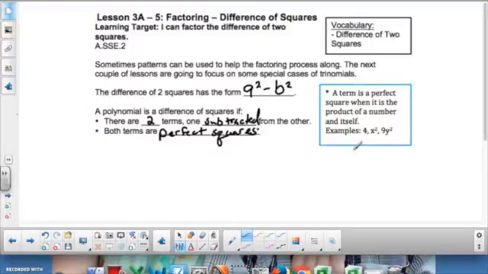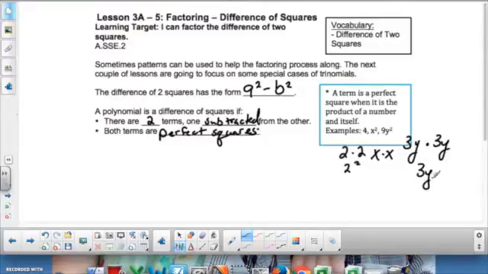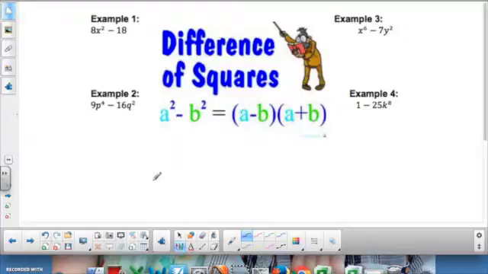So 4 is a perfect square because it is 2 times 2 or 2 squared. X squared is a perfect square because it is x times x. So it's perfectly simplified. 9y squared is a perfect square because that would be 3y times 3y, or 3y squared. Okay, so all of those are examples of perfect squares, and you're going to get really good at recognizing those as we go through some examples of factoring differences of squares.